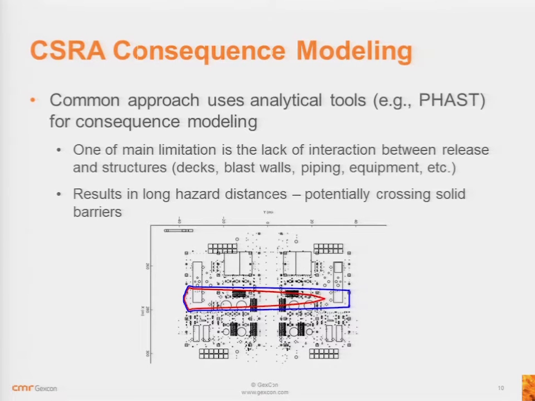So you see here, I should remember to use the mouse. You see here an example of the hazard distance for a release. And you see that it goes through a bunch of structures, vessels, and this is one module, this is the next module. It goes into the adjacent module as well. So you could get pretty large distances. If you have a large release, it will go pretty far, often into the next module. That could be a problem.